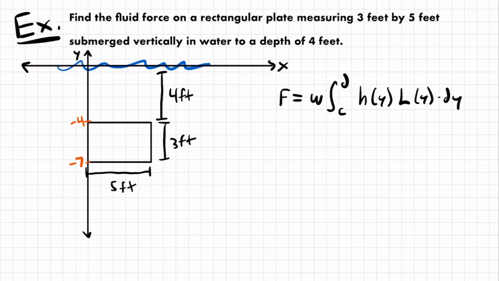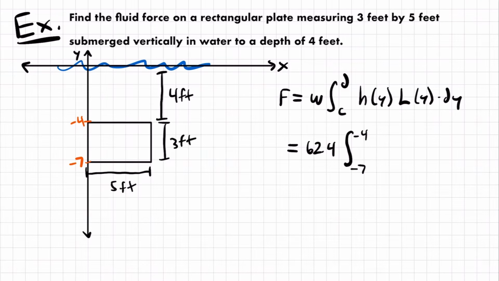And since we are working in feet, that means we are using imperial units, or the US customary unit system, which means that the weight density of water will be equal to 62.4 pounds per cubic foot, and that will be multiplied by the integral from c to d. And so those are our two values of y that the depth of our surface lies between. And so we just found those. The depth of our surface is going to range between -7 and -4. So we will integrate from -7 to -4.